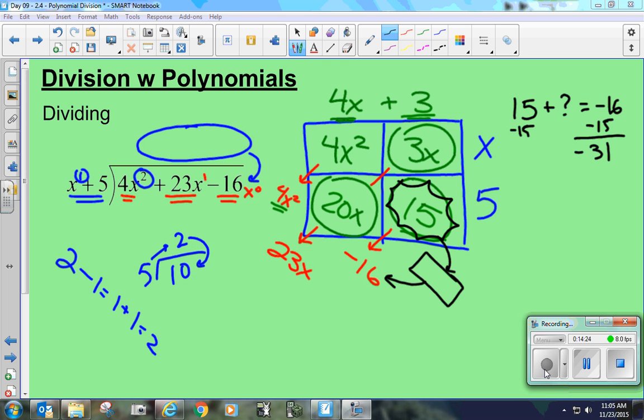So this is my remainder. That's a remainder. That's it. That's a remainder. So what's my answer? It's 4x plus 3, the remainder of 31. And if you were to do this long division, after you break down your 16 and you find your last number and subtract, you would have negative 31. I gotta put you on a cane. Negative 31. Good call.